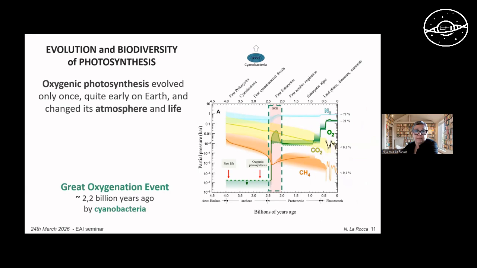And after that, the oxygen increased in the Earth's atmosphere and pushed the evolution of more complex forms like eukaryotic organisms, algae, and plants. And at the end, with all these types of photosynthetic organisms, we reached the concentration of oxygen that we can measure now in our atmosphere, so the 21%.